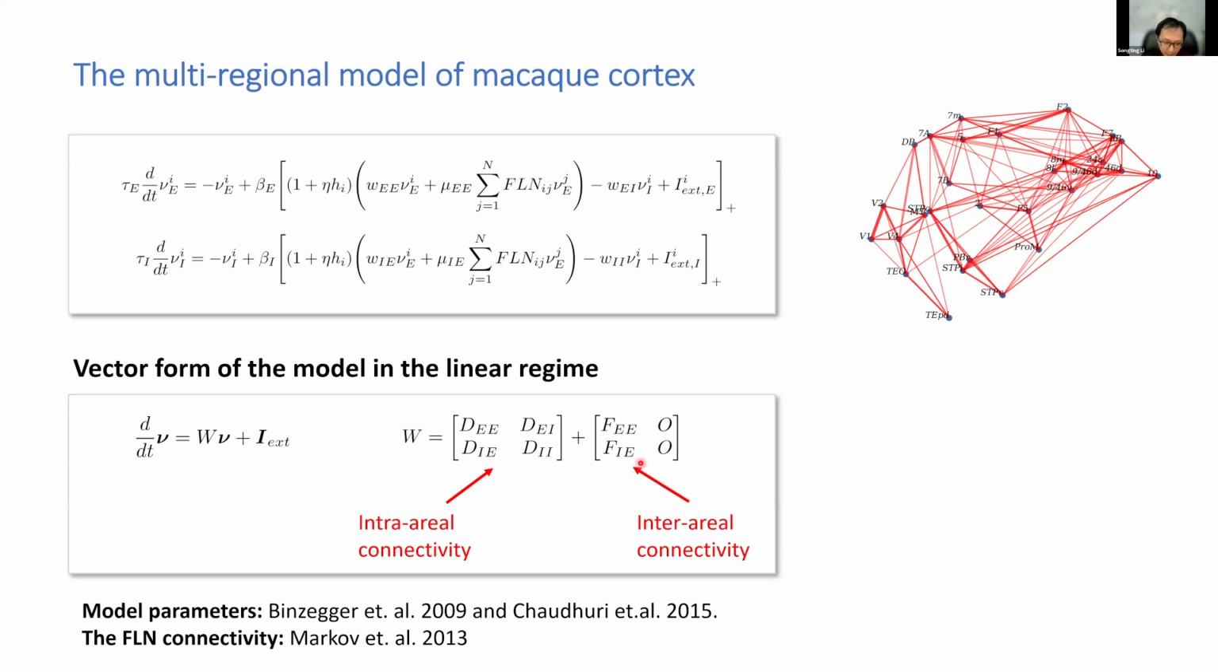That's the long-range interaction. All the model parameters are based on previous studies and the FLN, the so-called fraction of labeled neurons, which is one way to measure the long-range connectivity. I didn't mention the detail here, but if you're interested, I will explain afterwards. You can just think of it as the number of neurons projected from one area to another, so it's scalable to this connectivity strength.